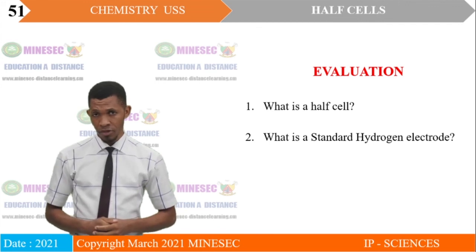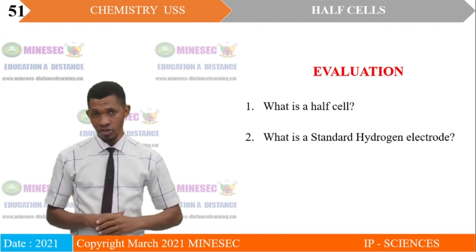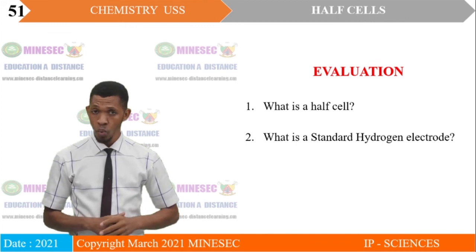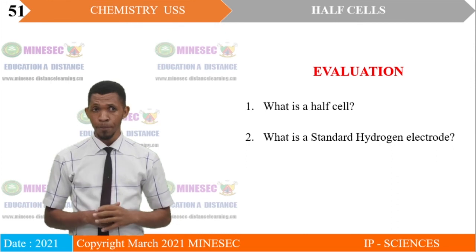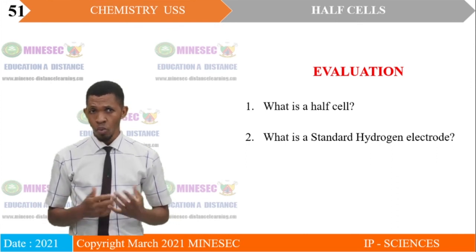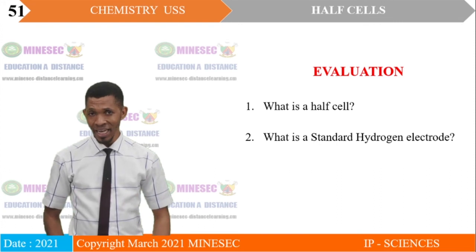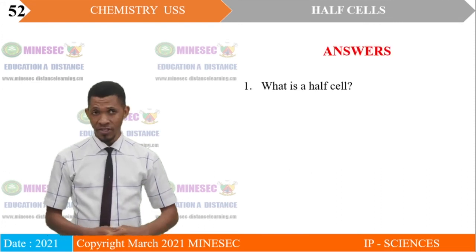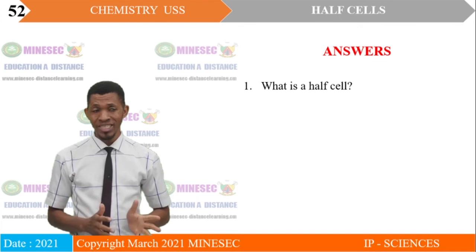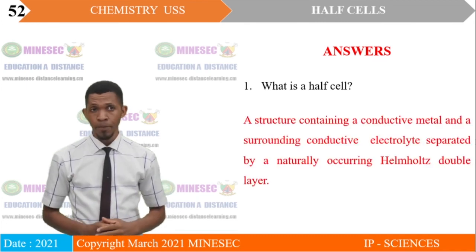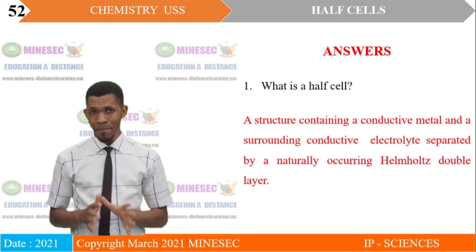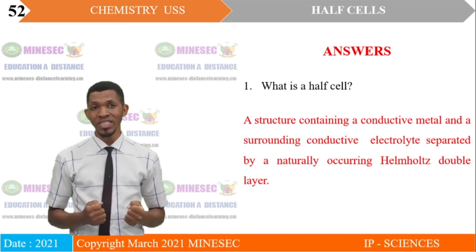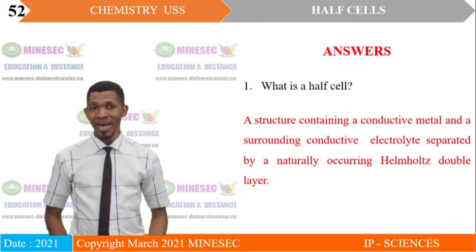Evaluation. To know how well you followed this lesson, answer these questions. Question 1. What is a half cell? Question 2. What is a standard hydrogen electrode? Answers. Question 1. What is a half cell? A half cell is a structure containing a conductive metal and a surrounding conductive electrolyte separated by a naturally occurring Helmholtz double layer.